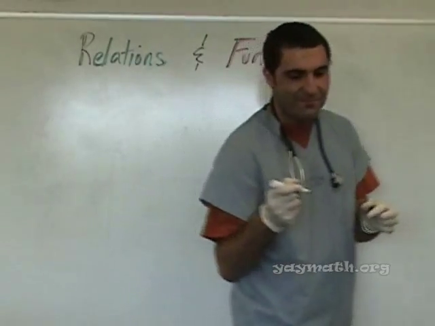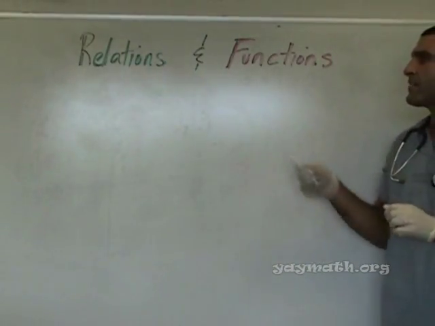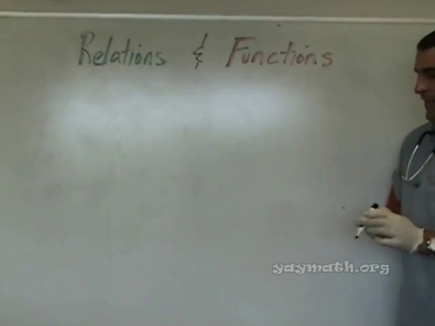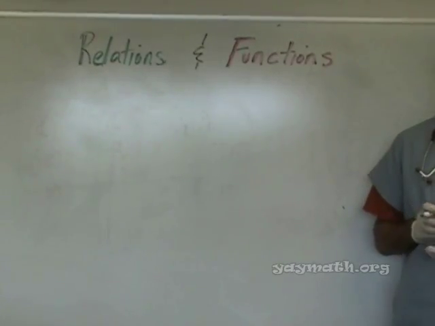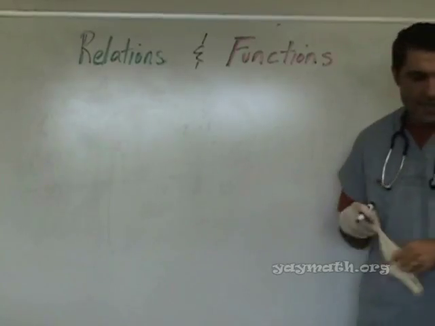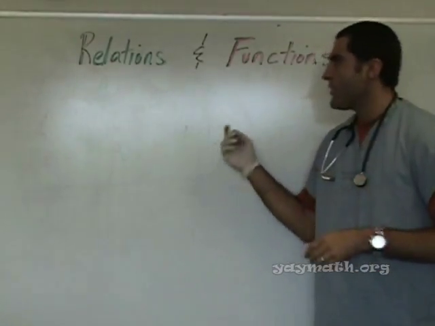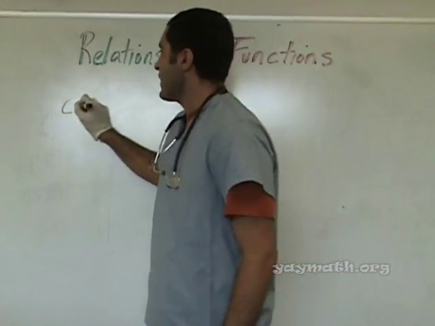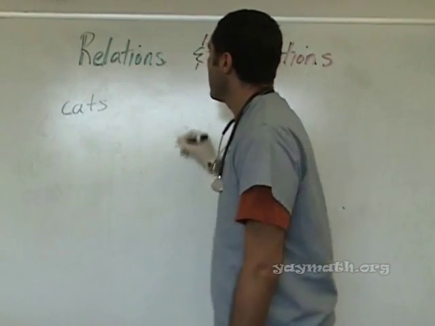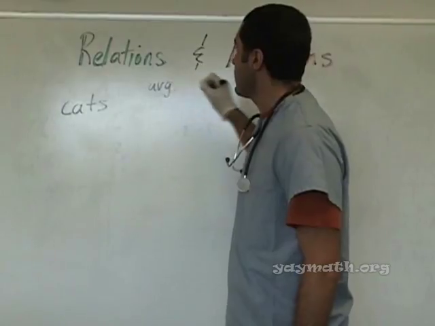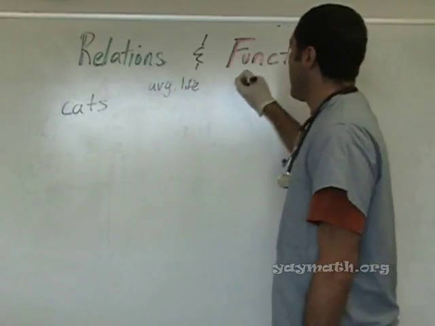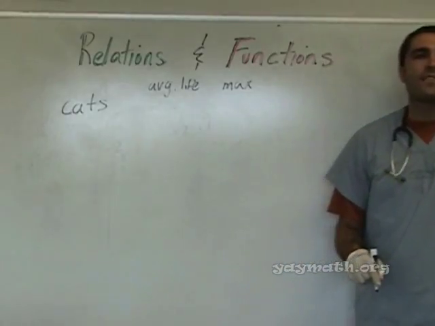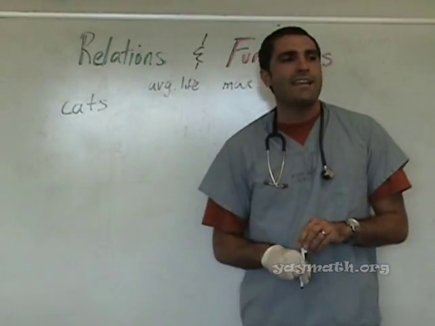Okay, let's begin the discussion talking about relations. Relations are basically relating any two, for the time being, relating two pieces of information. So you see at the top of your page, let's say for cats, it has average life and max life.